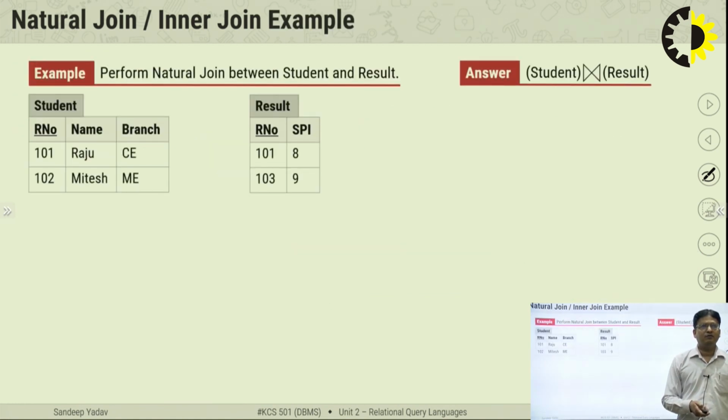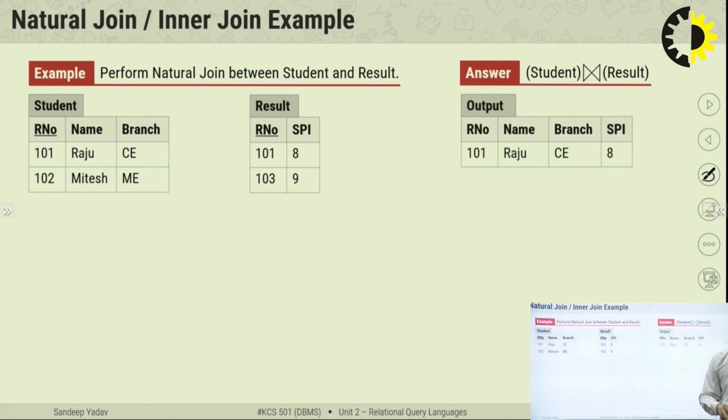Now we have to perform the natural join between student and result, so it will be written as student natural join result. So what will be the answer? Here we see that one of the attributes is common. The attribute roll number is common in both of the tables, and in the join we have to equate the common values. The only common value is 101 in both roll number columns.